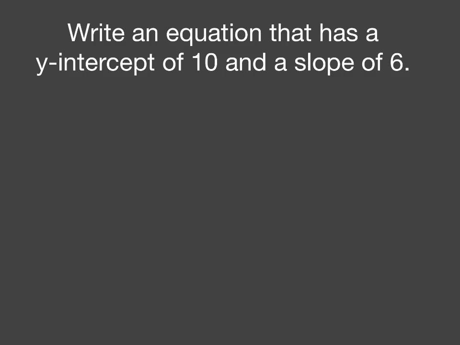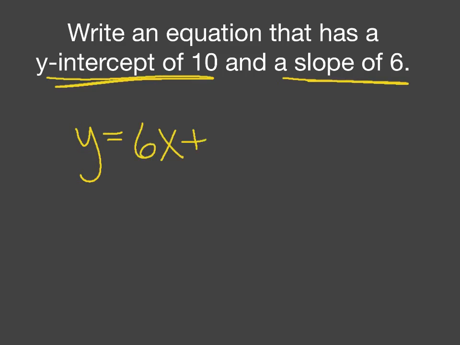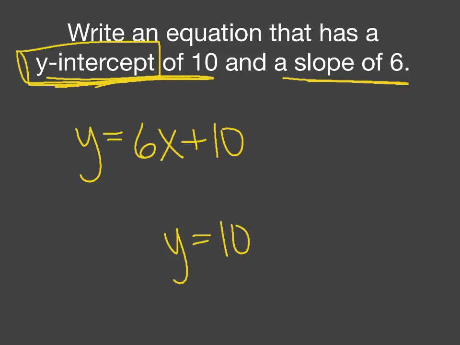One last problem here. Write an equation that has a y-intercept of 10 and a slope of 6. So I've got y equals, well, I need my slope of 6, so I've got 6x. Y-intercept of 10, so I'm putting plus 10. And again, it is okay if you wanted to go in order of the words and put y equals and put this 10 first. Just remember, since it's the y-intercept, I'm going to leave the 10 all by itself, and then a slope of 6, so I'm going to put plus 6x. And that word slope always goes next to the x.